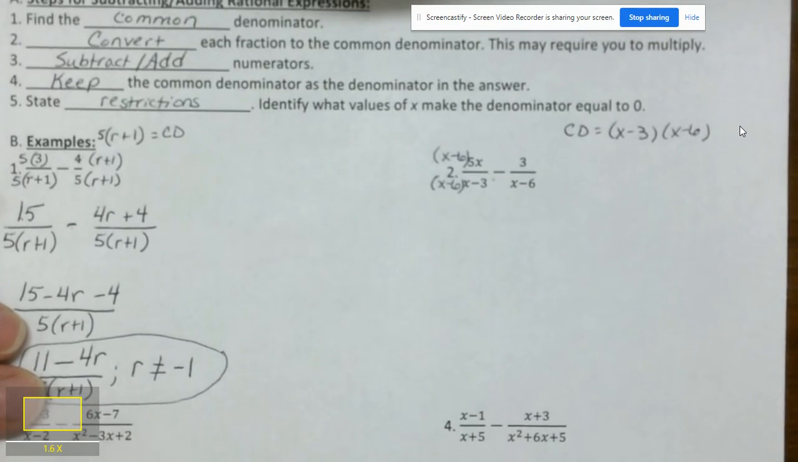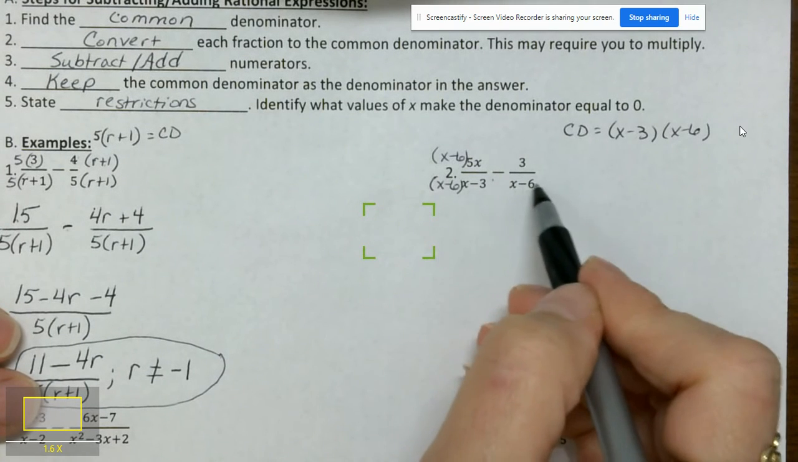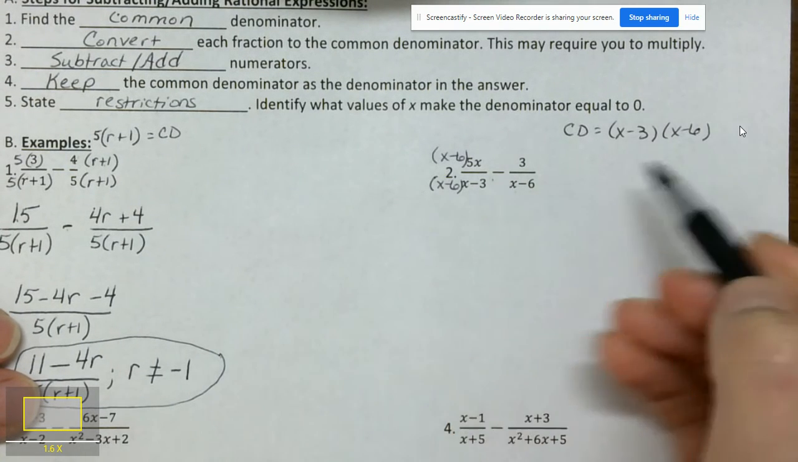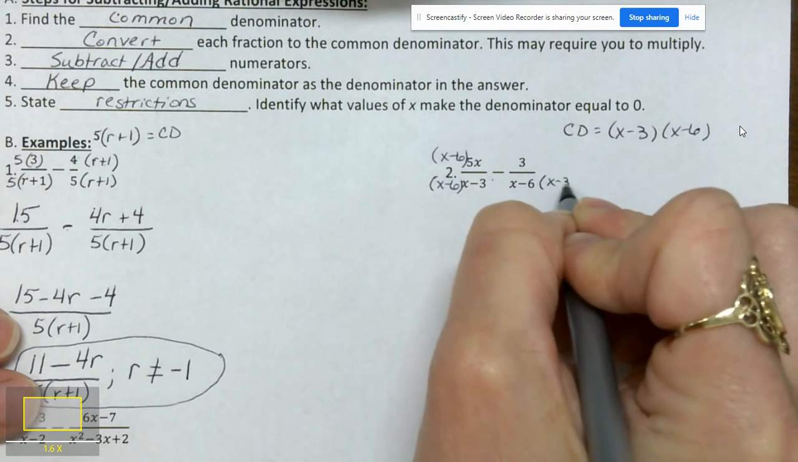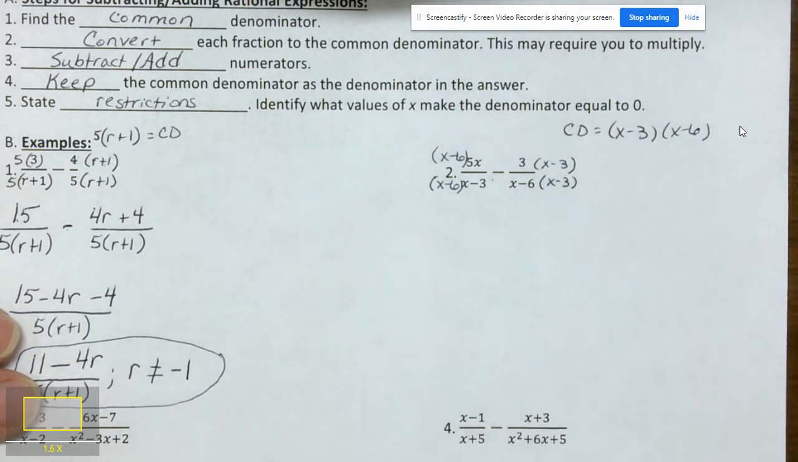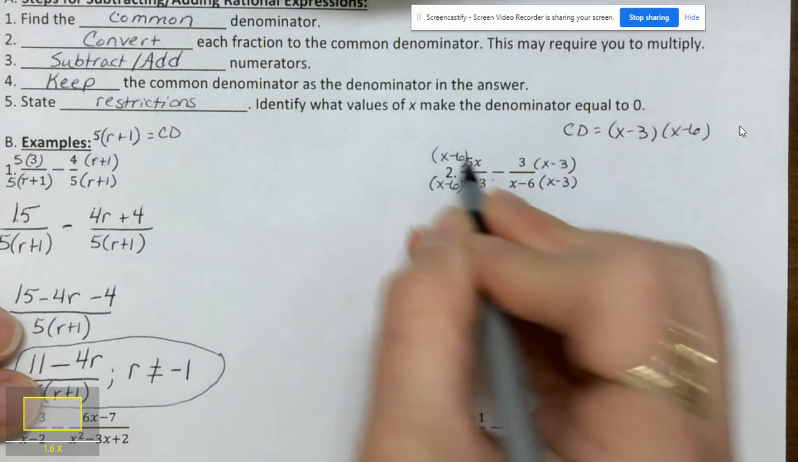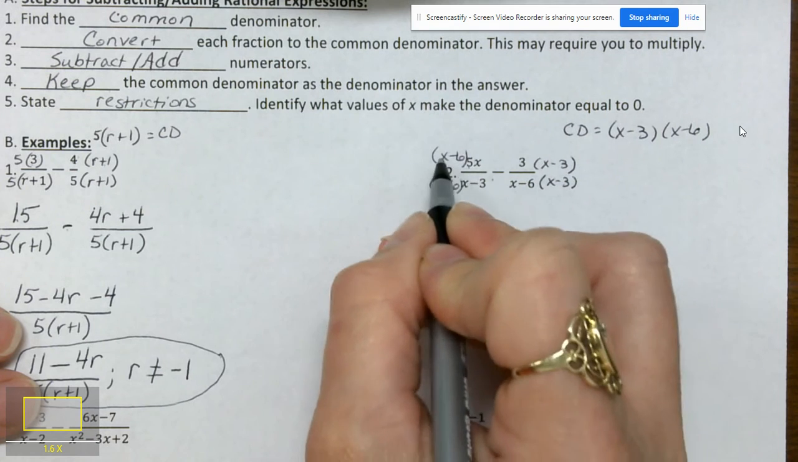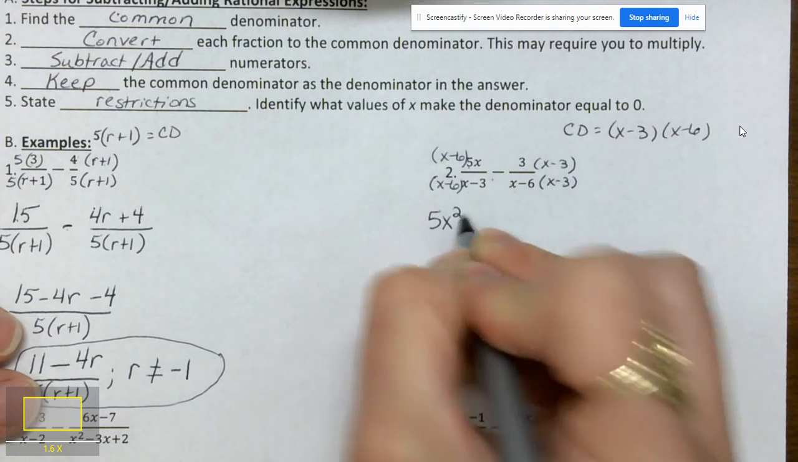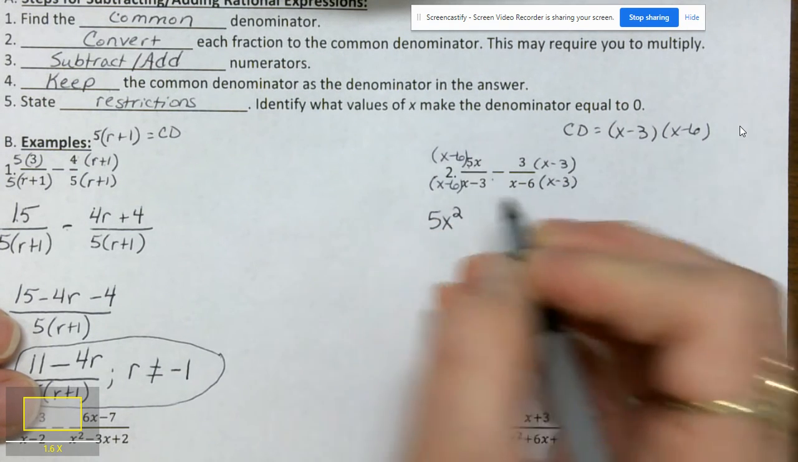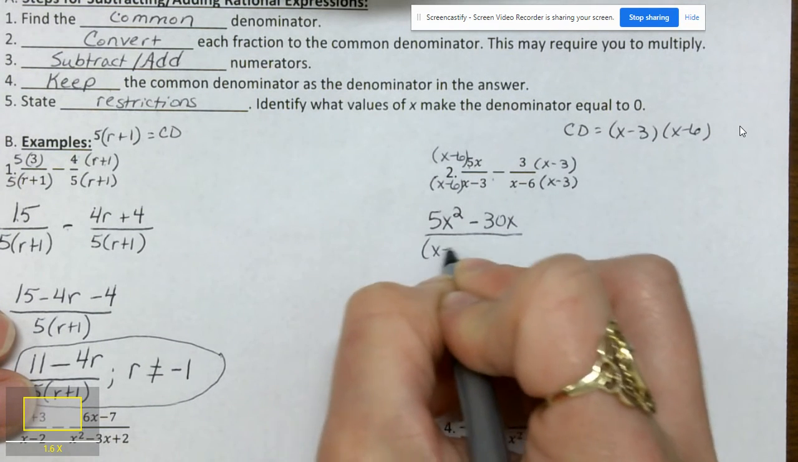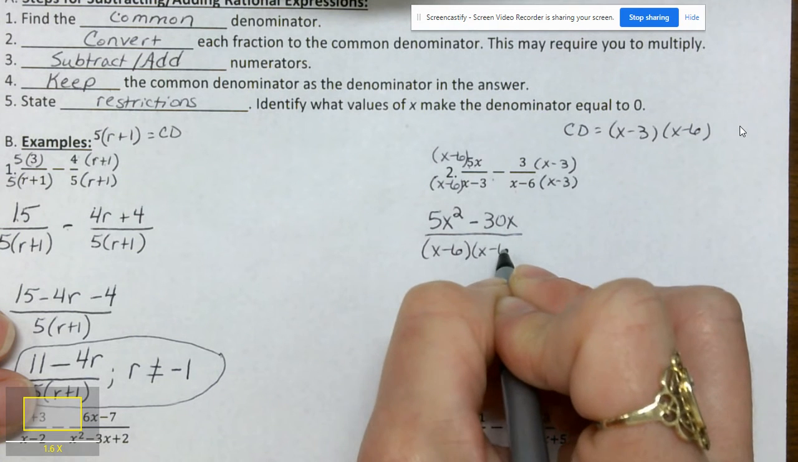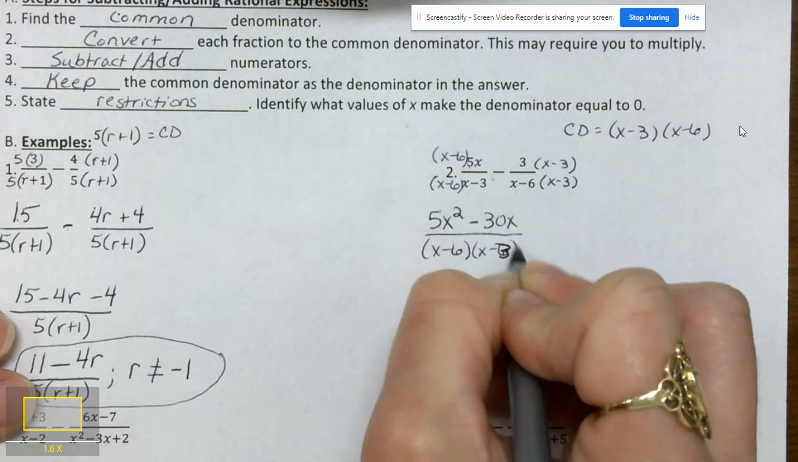And then for this side, we have an x minus 6. So what is missing of our common denominator? That's the x minus 3. So we're going to multiply top and bottom by x minus 3. Now on top here, that means 5x times x, which is 5x squared. And then negative 6 times 5x would be a negative 30x. And it's all over your common denominator, x minus 6 times x minus 3.